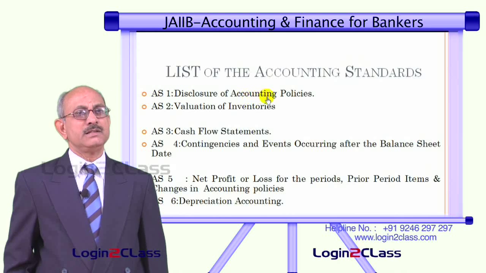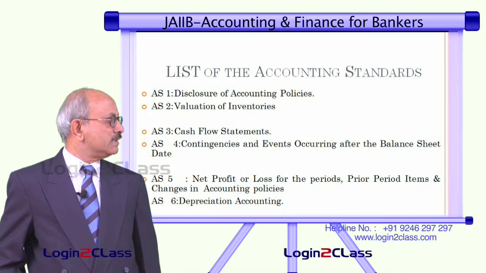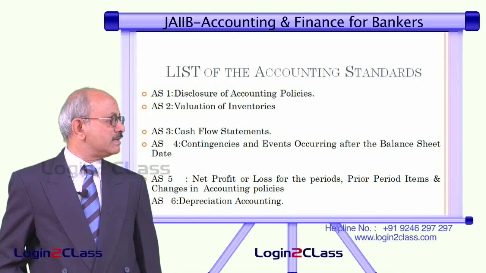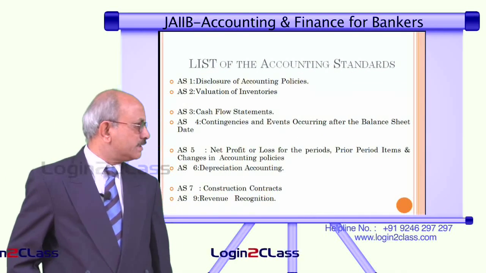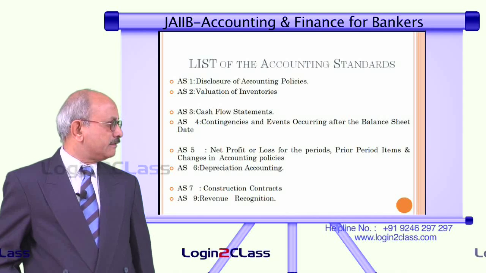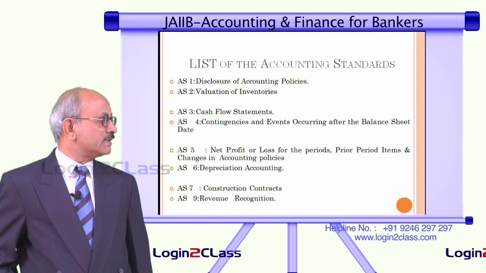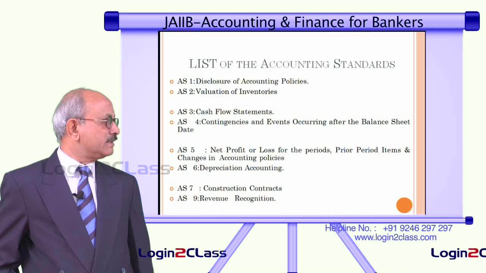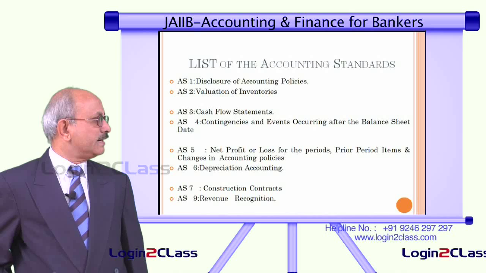AS1 deals with disclosure of accounting policies, AS2 deals with valuation of inventories, AS3 deals with cash flow statements, AS4 deals with contingencies and events occurring after the balance sheet date, AS5 deals with net profit or loss for the period, prior period items and changes in accounting policies, AS6 deals with depreciation accounting, AS7 deals with construction contracts, AS9 deals with revenue recognition. Here we find that AS8 is missing, that means it has been withdrawn. There is no standard called AS8 now.